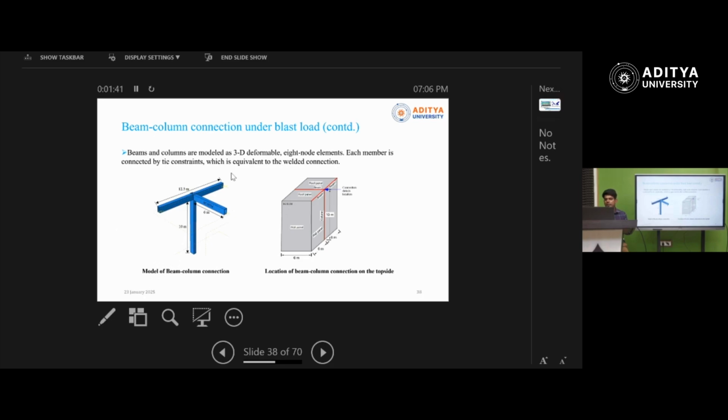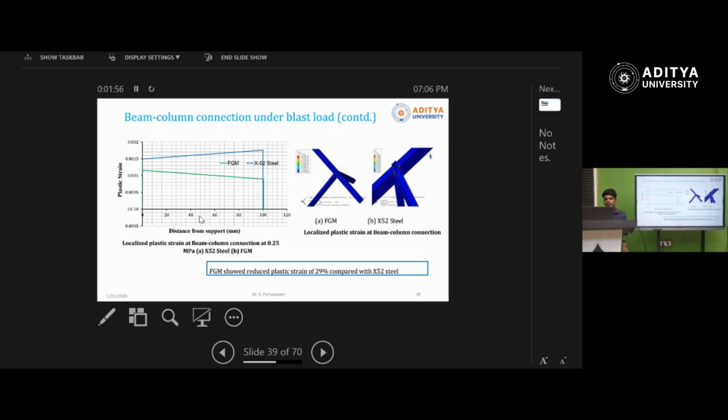Here you can see the block. This is the model of a block, one of the modules in the offshore topside structure. There the beam column connection configuration is taken, which was modeled in Abaqus. Then we performed the analysis and plotted the plastic strain. Here we can see the green color one and the blue color one. The green color is the material FGM. Its plastic strain is very low compared to the other, superior material, X52 steel.